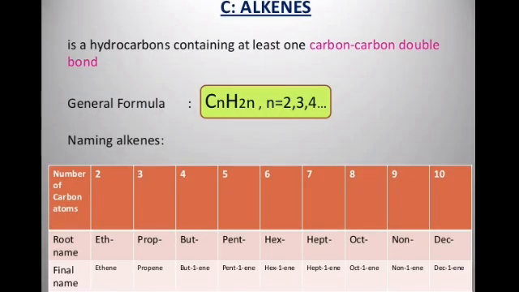Alkenes are the hydrocarbons that contain at least one carbon-carbon double bond. They have a general formula CnH2n where n starts from 2.